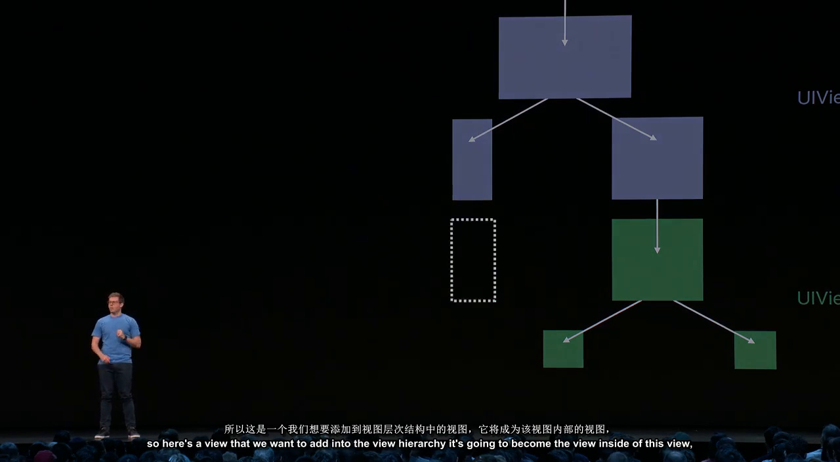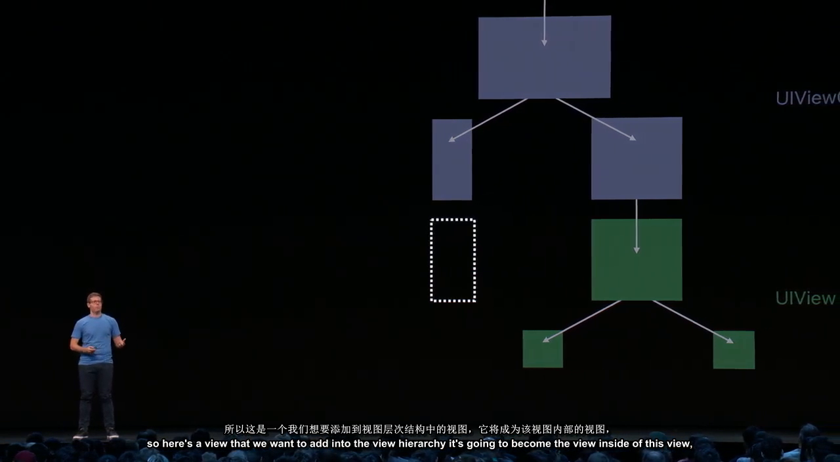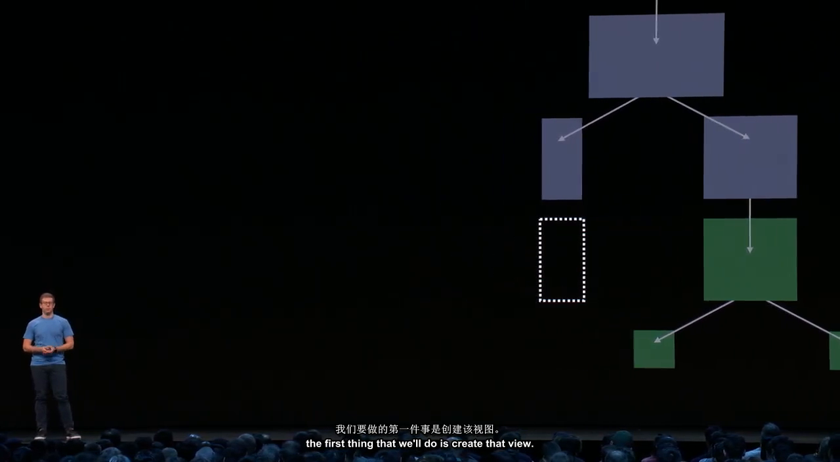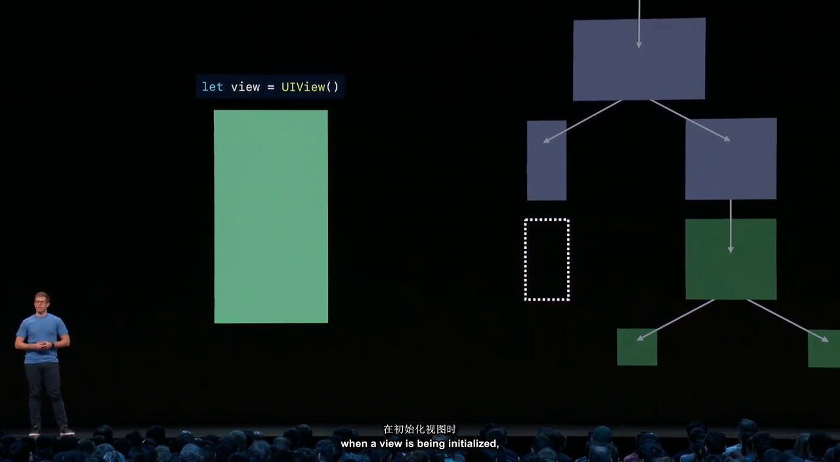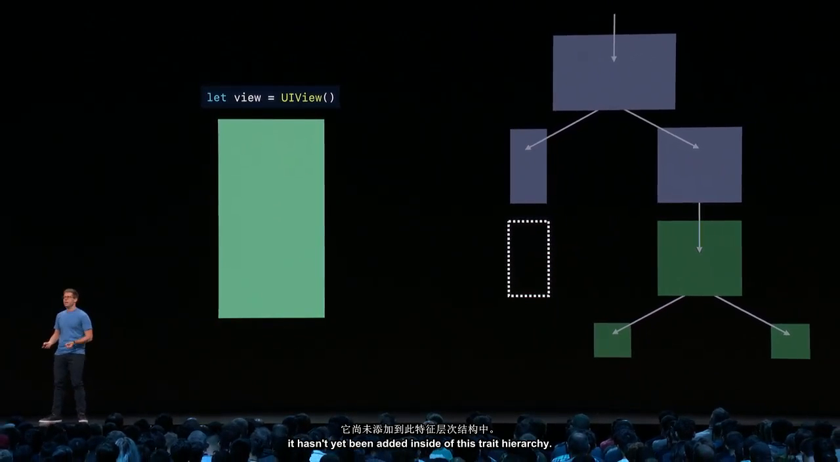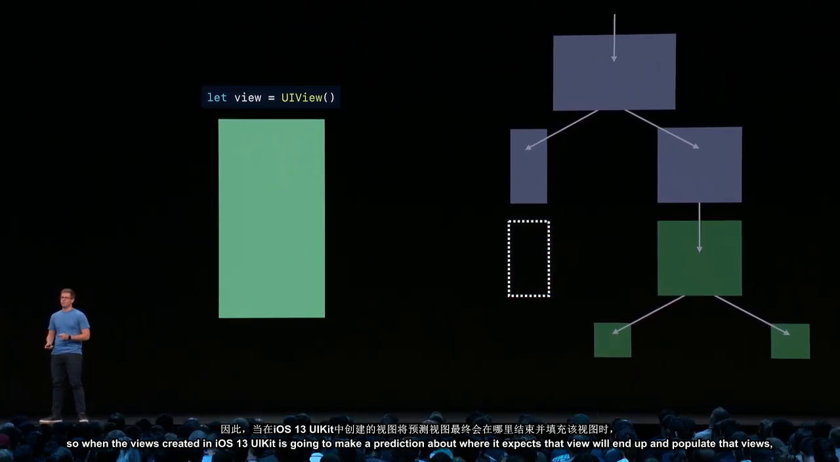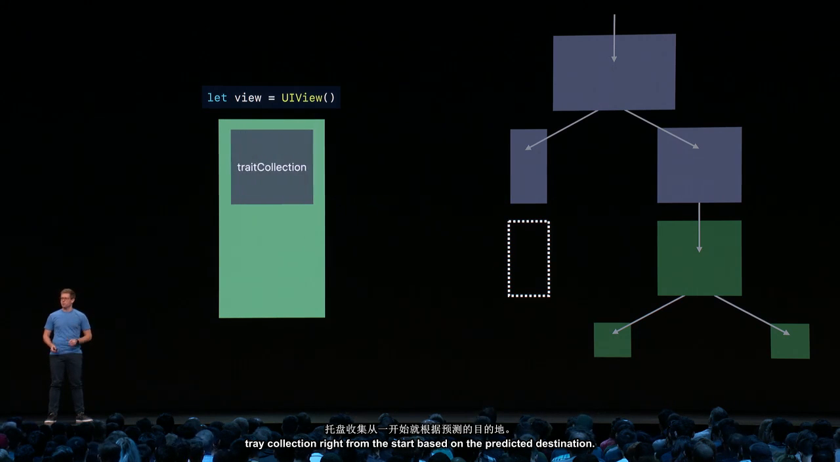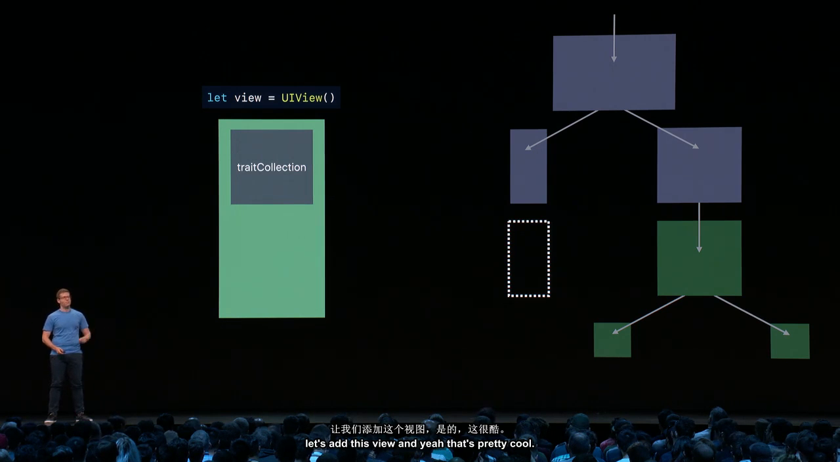So here's a view that we want to add into the view hierarchy. It's going to become the view inside of this view controller right above it. The first thing that we'll do is create that view. Now, when a view is being initialized, it hasn't yet been added inside of this trait hierarchy. So when the view is created, in iOS 13, UIKit is going to make a prediction about where it expects that view will end up and populate that view's trait collection right from the start based on the predicted destination. So now let's add this view in. Yeah, it's pretty cool.